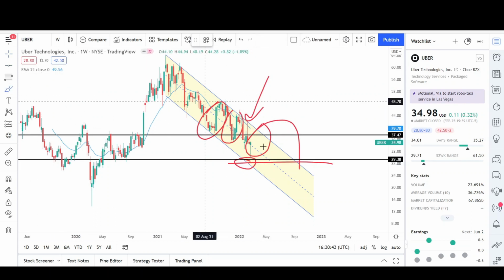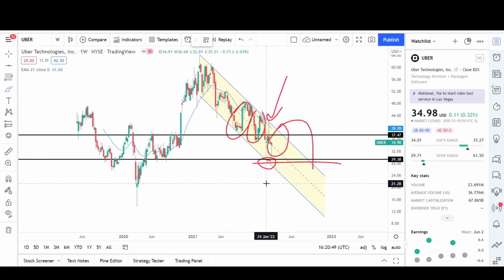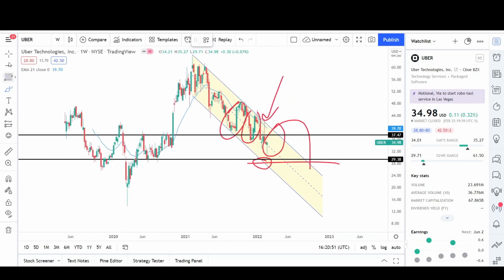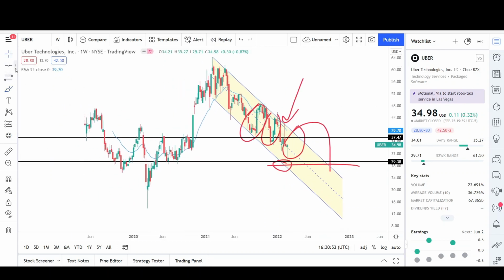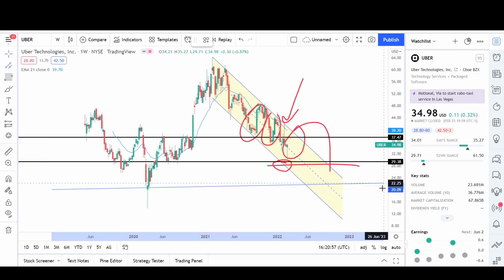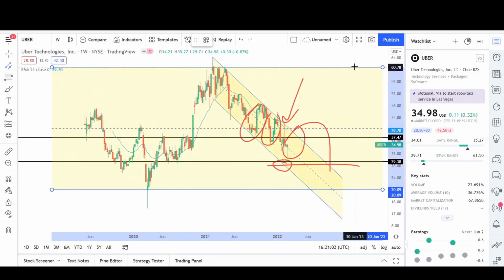Either way, even if we do get a breakout out of this yellow channel, I'm still expecting a retest of the prior lows. So I don't think the $29 level is unattainable again. I think we could reach it again. In my eyes, I think Uber is just inside of a massive range. You can see if I draw it from the lows and drag it to the highs, we had a triple top.